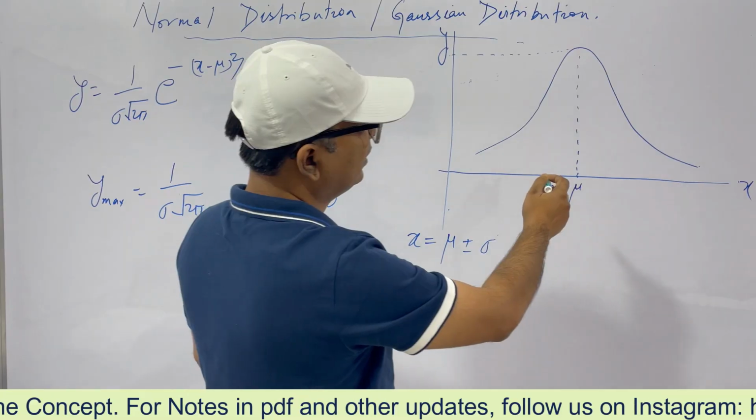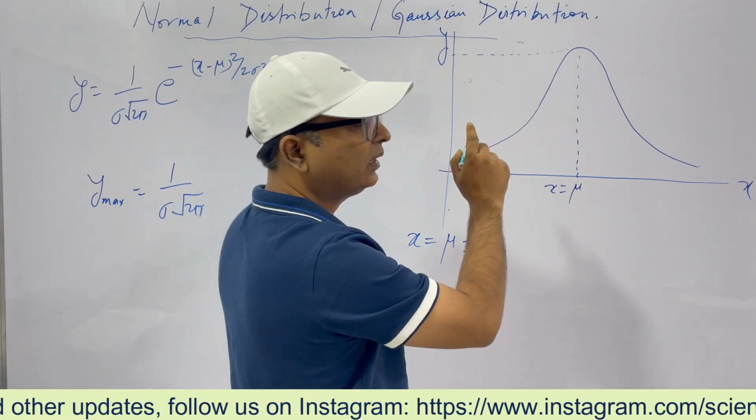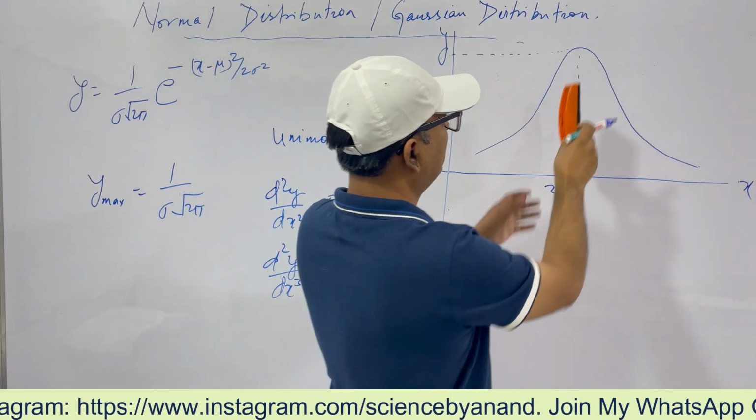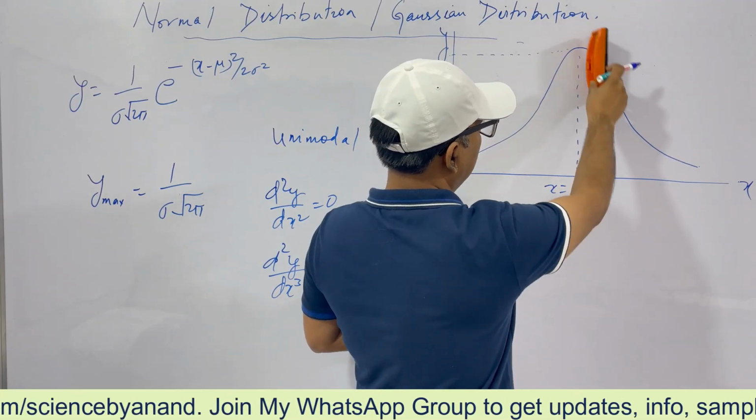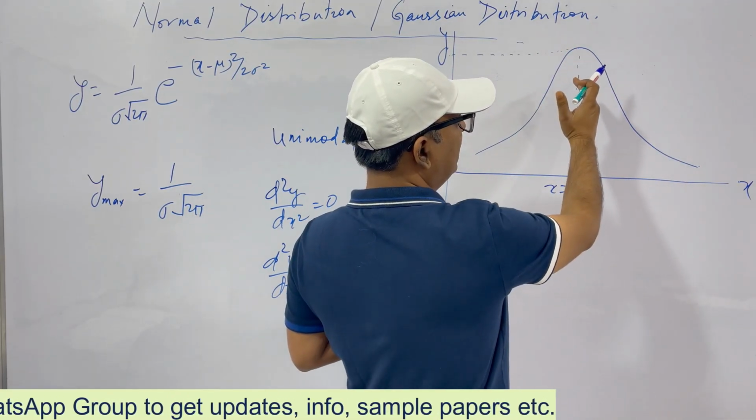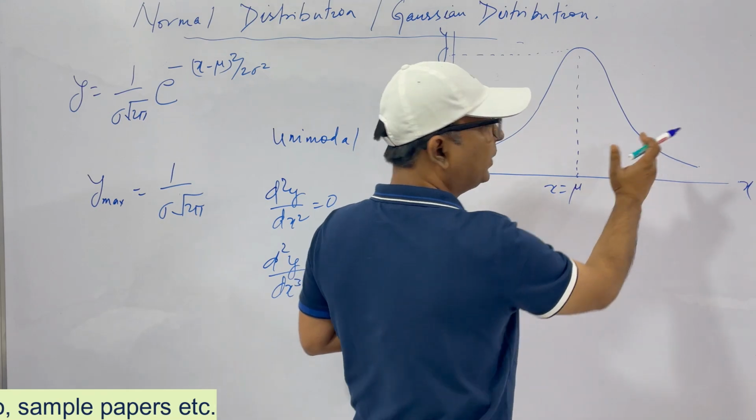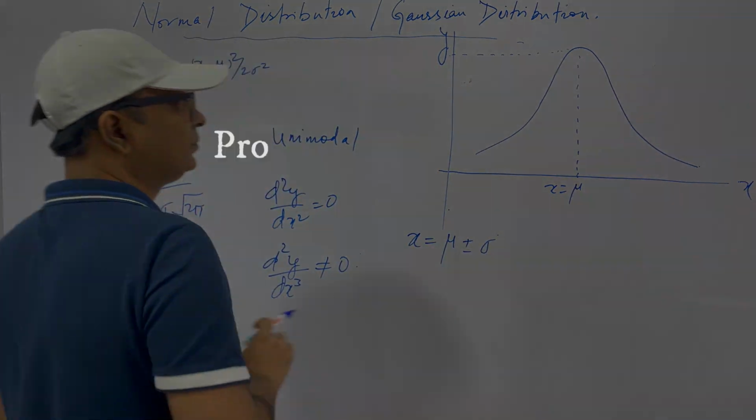So our normal curve is unimodal and it is symmetrical about this axis. That is, the area covered by this part and this part are equal.